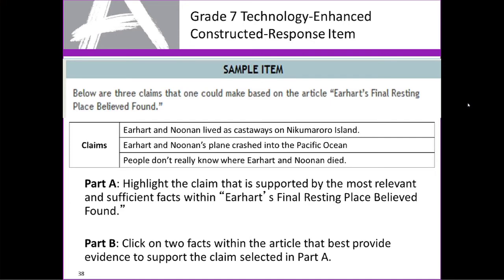And then, of course, we ask for evidence: click on 2 facts within the article that best provide evidence to support the claim selected in Part A. And you'll note in this technology-enhanced item, what makes it technology-enhanced, of course, besides the clicking on the claim, is that they are going into the text and they're actually able to pick chunks of the text, any 2 chunks of the text representing the facts that best support the claim that they've picked in Part A. So you can really see that they're manipulating the text in the way that they maybe would in the classroom to show their full understanding, and yet this is a machine scorable item.